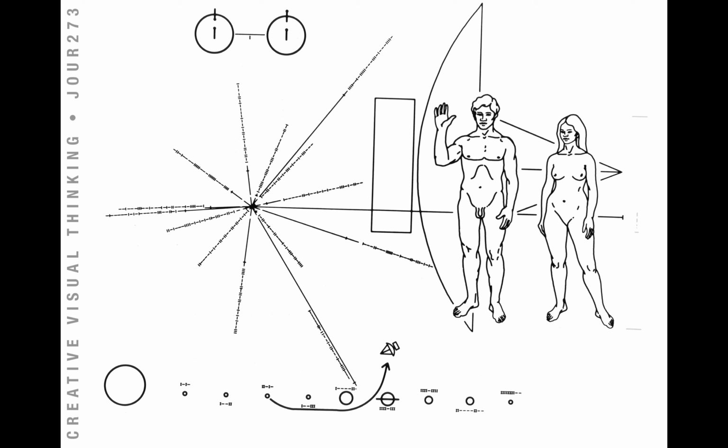And here's a close-up of that plaque. So think about what you see. What is an icon? What is an index? What is a symbol here?